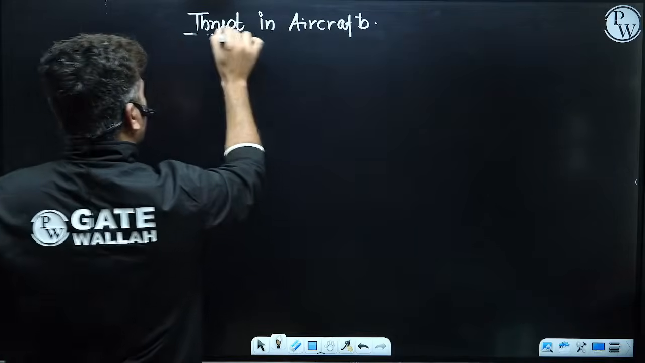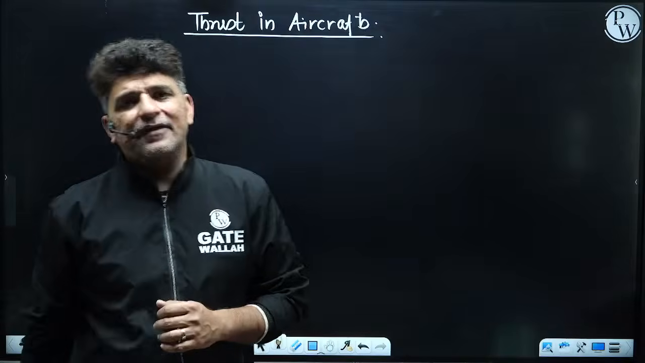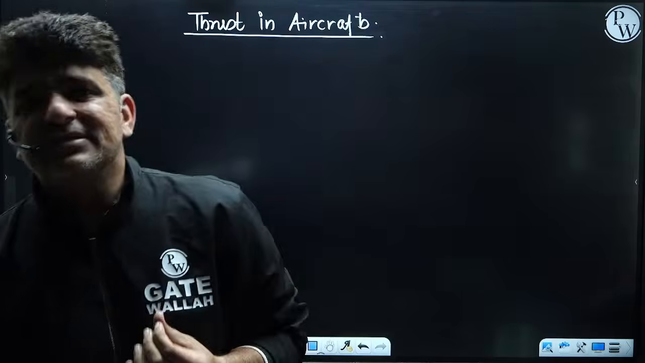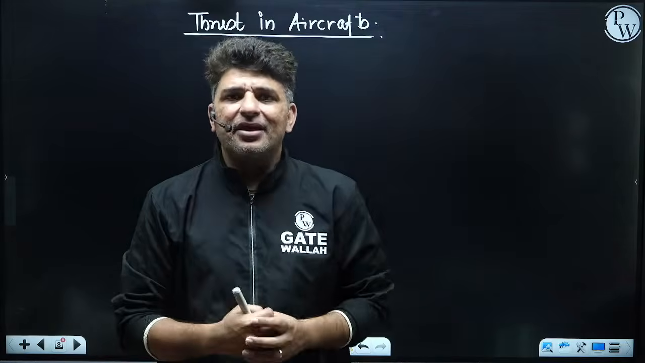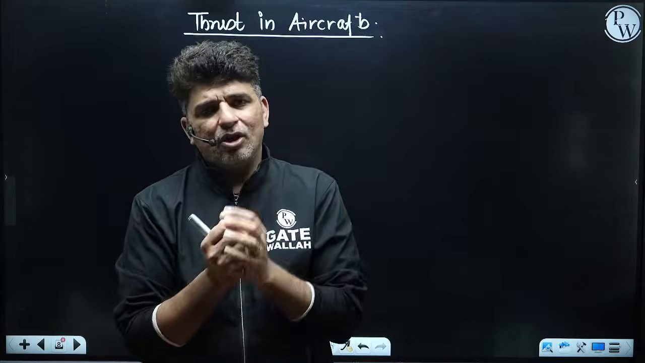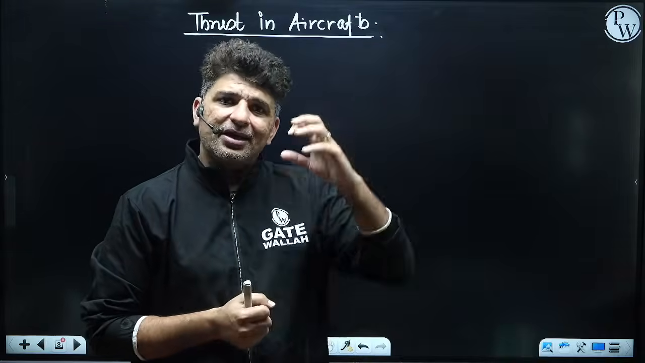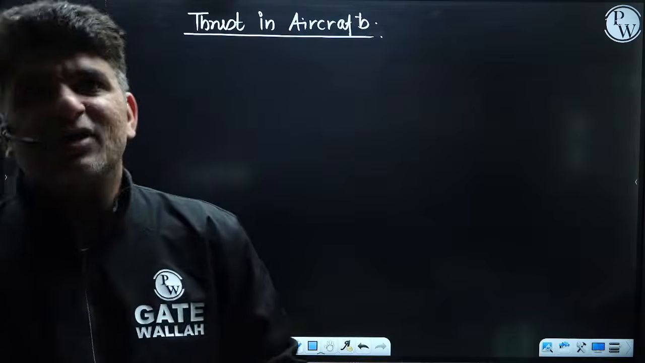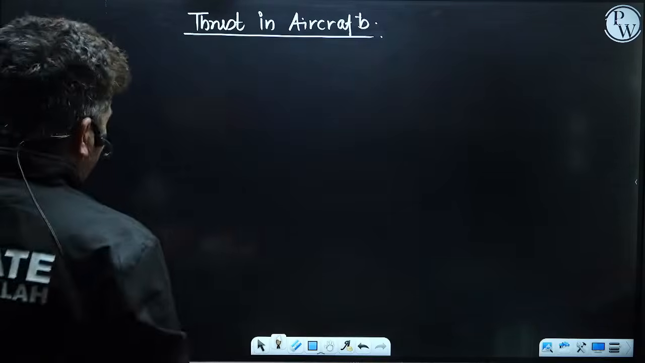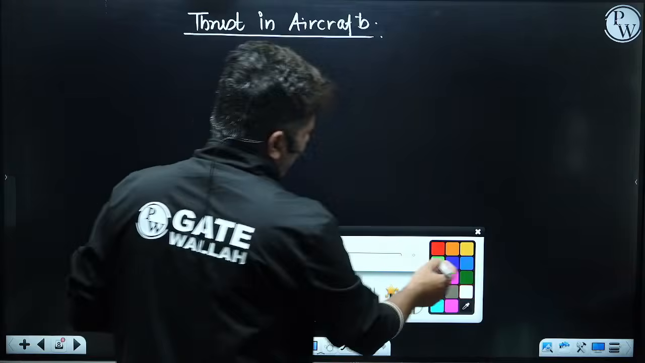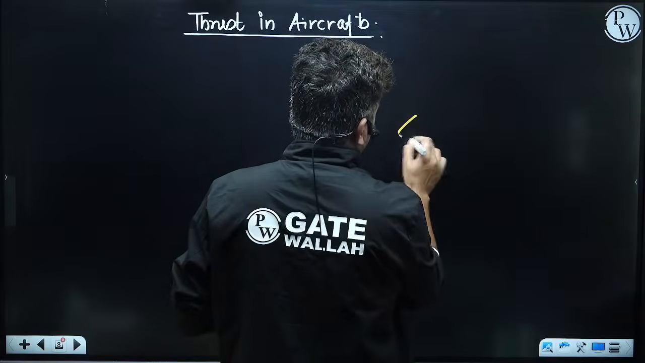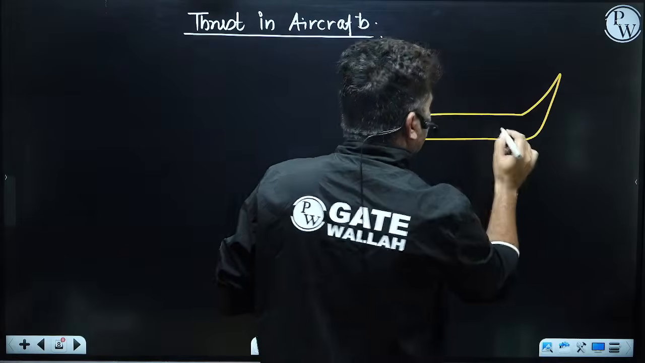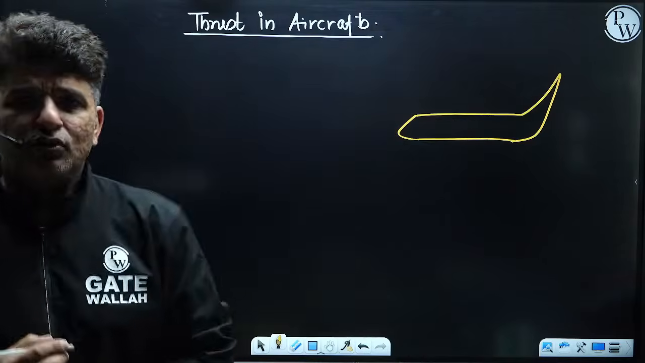To understand the thrust in aircraft, first we are going to see naturally aspirated aircraft. That means aircraft which take in air, do the combustion or release some energy into the air, and then make use of the air which is present in the atmosphere. So let's say we have an aircraft. I'll just draw a simple aircraft. So this is an aircraft, which is moving through the atmosphere.